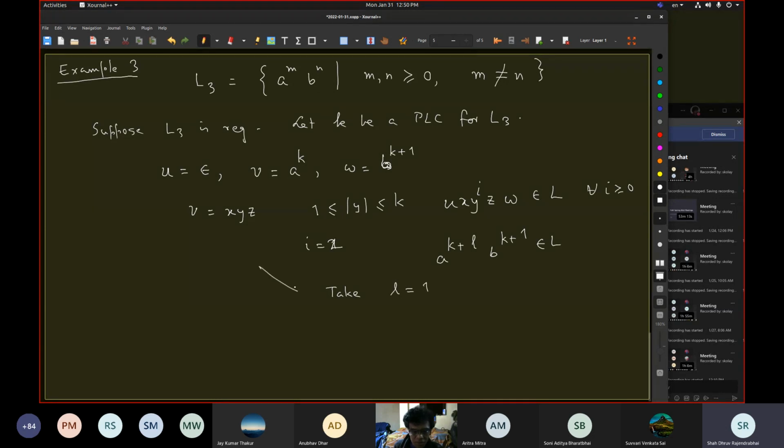You cannot say this, because L is what is given to you by the daemon. It is not in your control. Do you understand why this proof is wrong? Yes, sir. Sir, can you repeat, please? Okay, so I take I equal to 2, then this pumping lemma guarantees that a power k plus L, b power k plus 1. And then you say I take L equal to 1. You cannot take L equal to 1. Sir, what is L here? L is the length of y. Okay, sir. You cannot take L equal to 1.